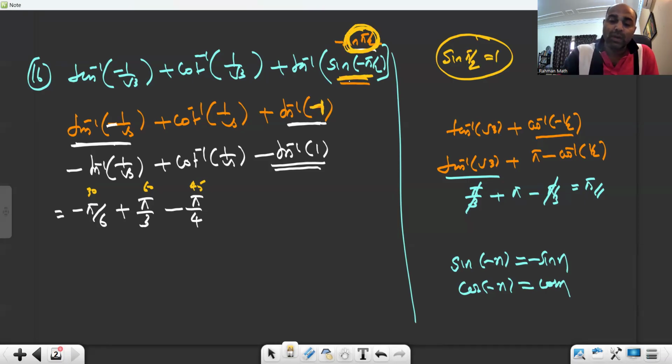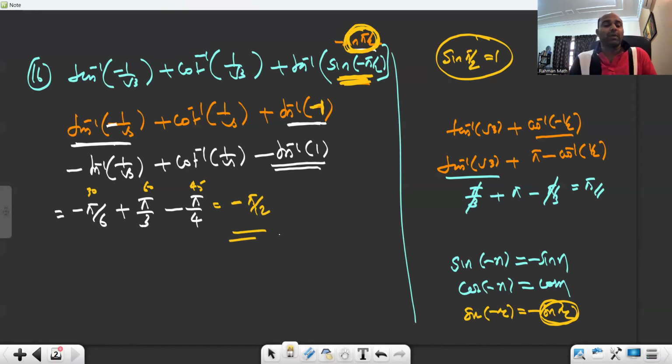You see here sine of minus pi by 2 is there. It is minus sine pi by 2. Sine pi by 2 is 1, so minus 1 came. Now what will be 30 minus 45 plus 60? 15. 15 means pi by 12. The answer is minus pi by 12. Or you can take the LCM and simplify. No problem. I just wrote the degree measures and wrote minus pi by 12. That's the answer.